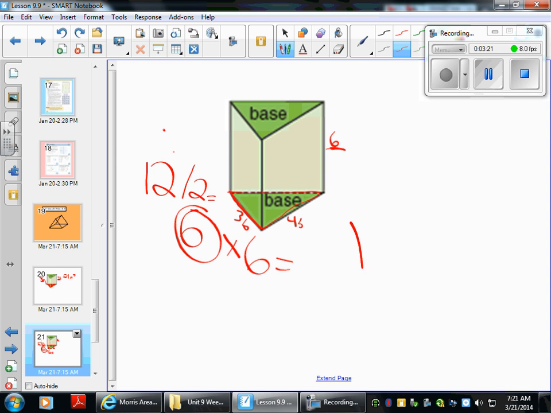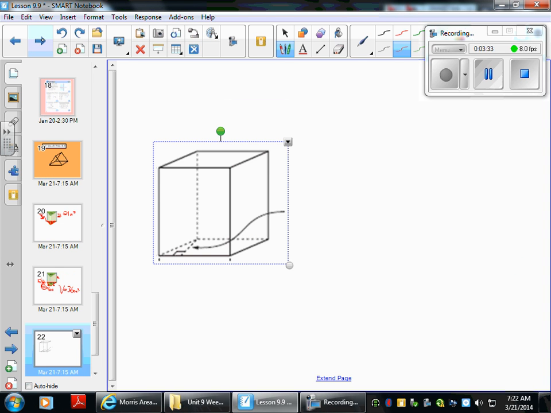Gives us a volume of 36. We'll say this one was centimeters. Centimeters cubed. Does that make sense to everybody? I hope it does. Okay, I want to do one more like that.